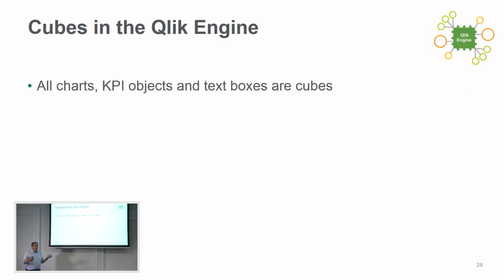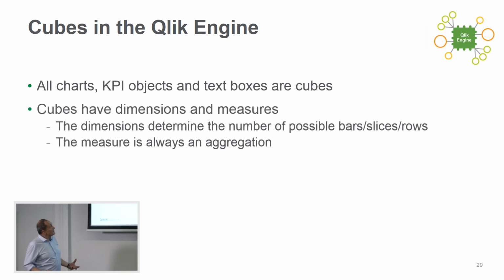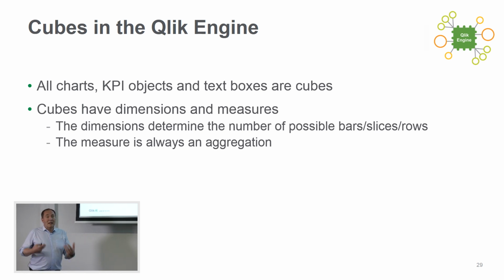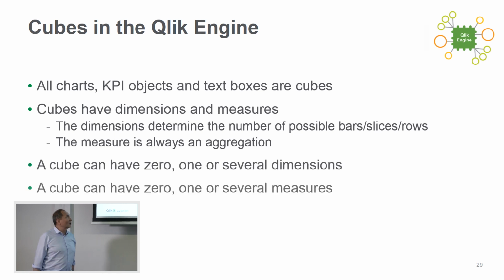So, to summarize, cubes. All charts, KPI objects, and text boxes, they are cubes. And cubes have dimensions and measures. The dimensions determine how many bars you get, and the measure calculates something, a number usually, and it's always an aggregation. A cube can have 0, 1, or several dimensions, and a cube can have 0, 1, or several measures. Now, the last two bullets may be confusing, so I'm going to give you a couple of examples here.